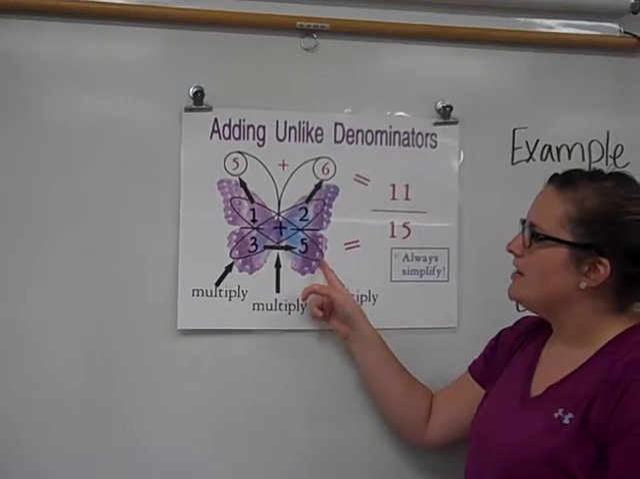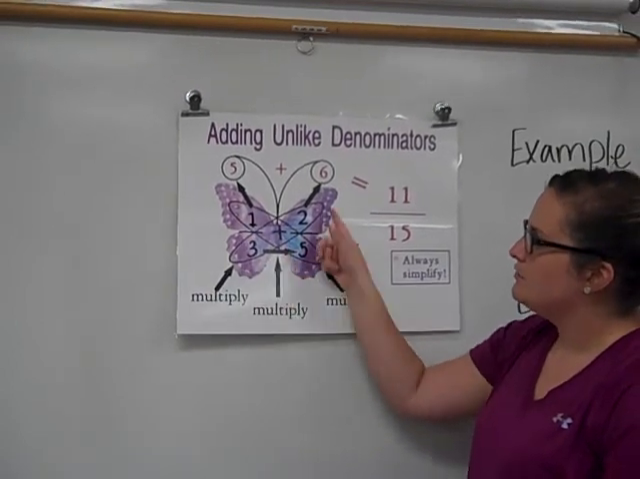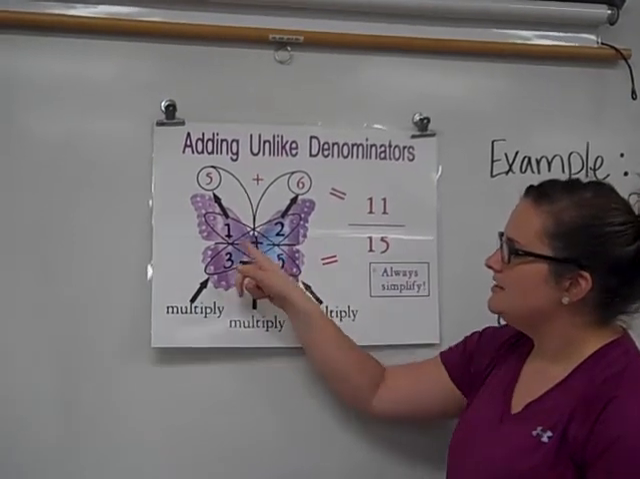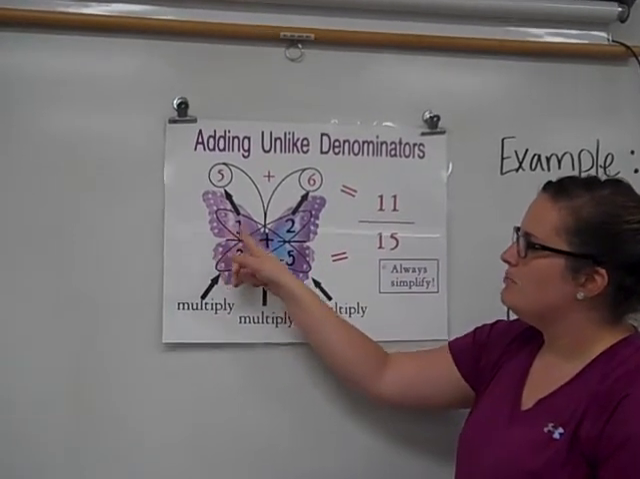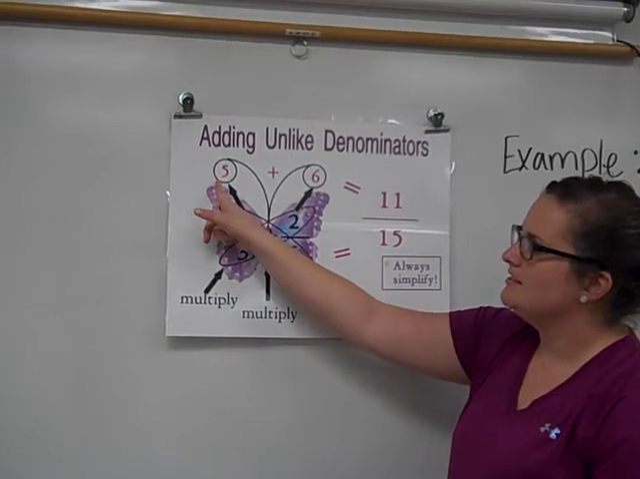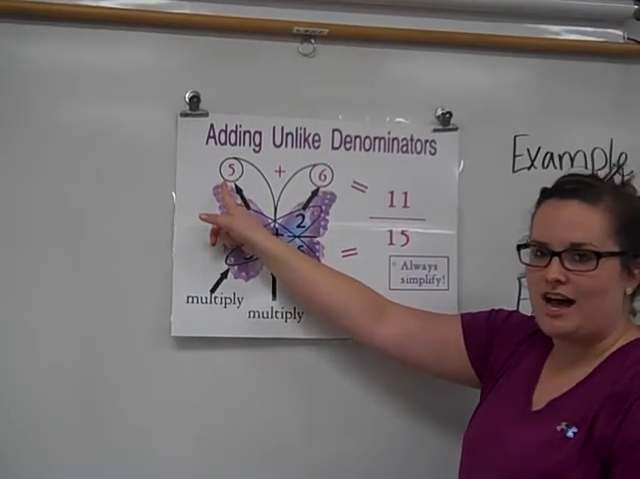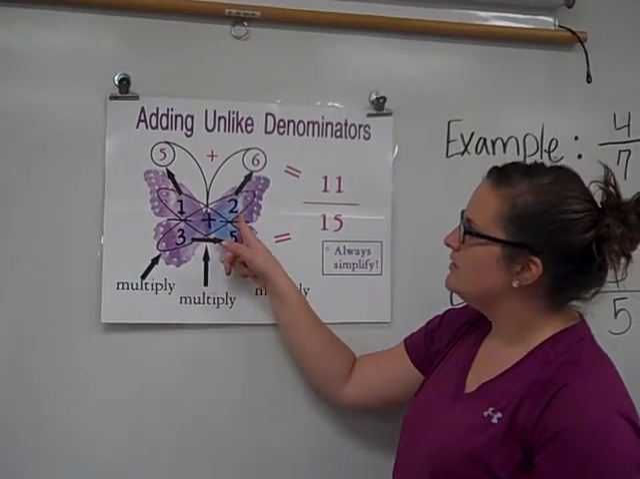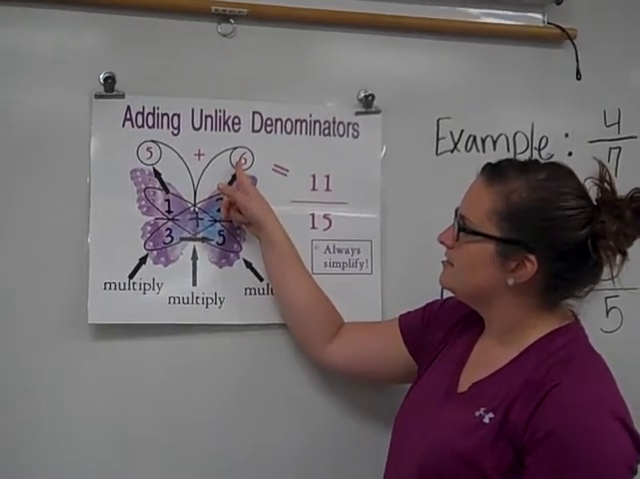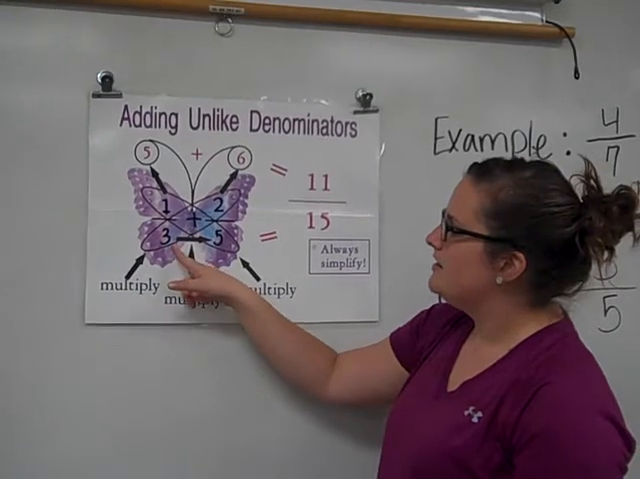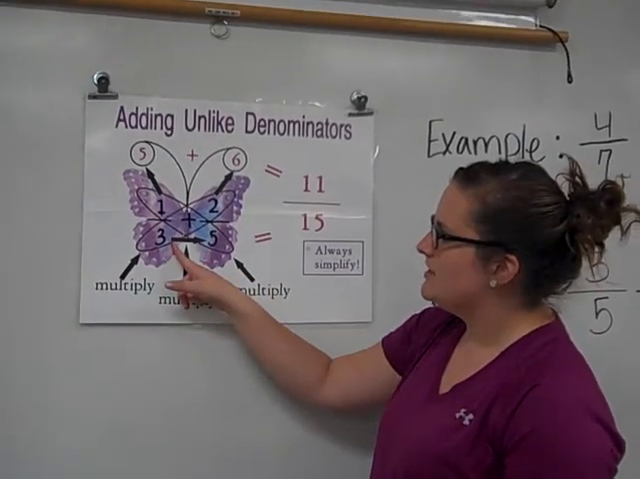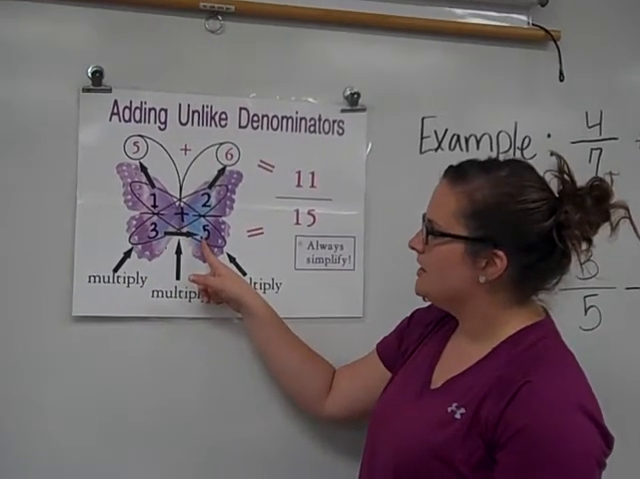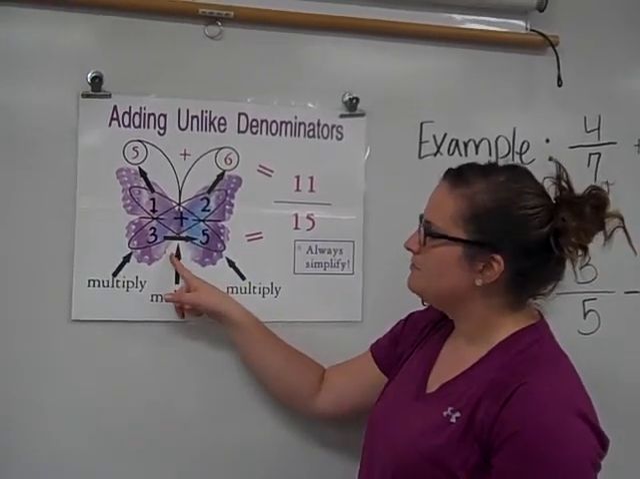So you start out and you make an X, which forms a butterfly eventually, and you say 5 times 1. You bring that answer up to its antenna. 5 times 1 is 5. Then you say 3 times 2 is 6. And then you come down here and we have a tail. The butterfly's tail or bottom, you multiply 3 times 5 and you get 15.